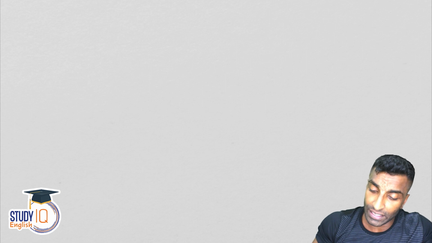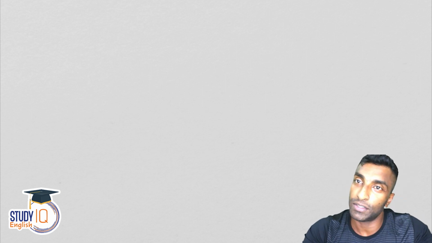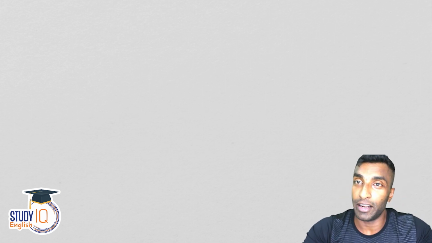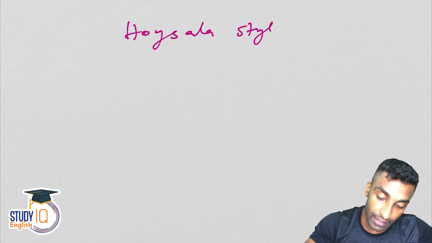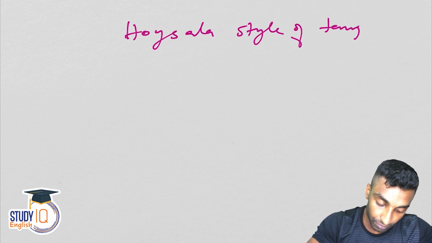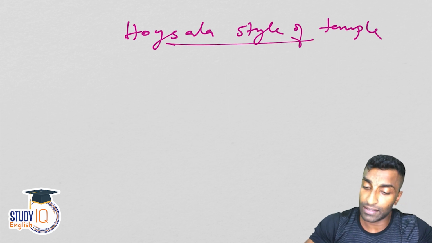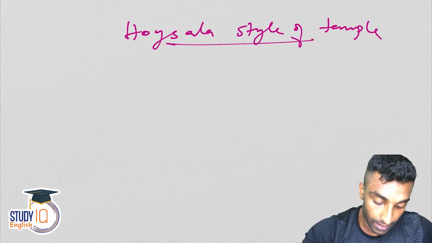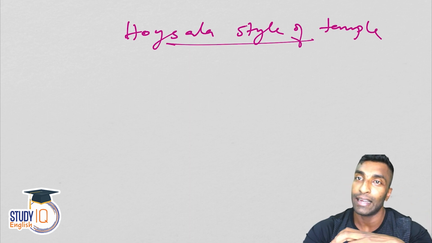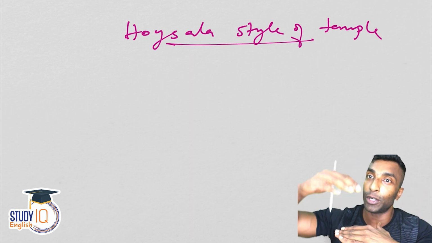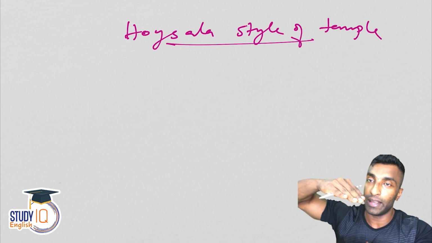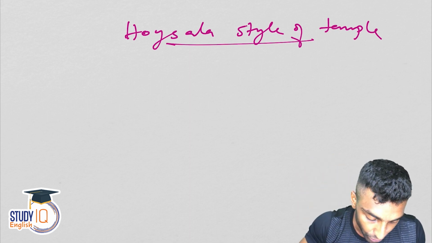So that's about the Vesara style. I hope this is very clear. There is nothing difficult in this. Now let's discuss the Hoysala style of temple. This Hoysala is also in Karnataka. Now guys, the speciality is that the temple structure in Hoysala style looks like a star. The top view, if you take, will be something like this. I'll just show you.